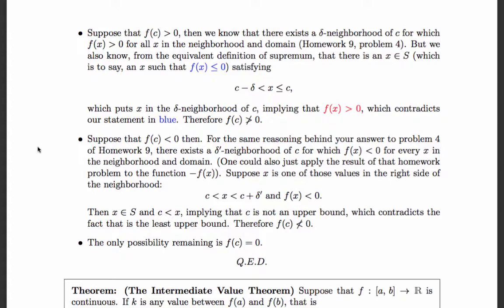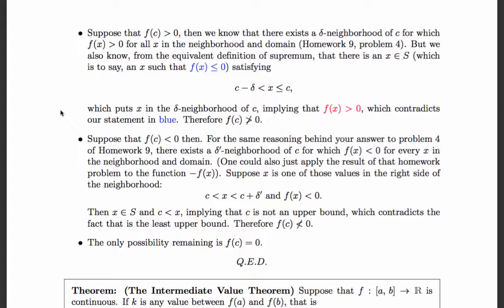Okay, if it's not positive, it's either negative or 0. Suppose it's negative. Well, for the same reasoning behind your answer to problem 4 of homework 9, there exists another delta neighborhood, we'll call it a delta prime neighborhood of c, for which f(x) is negative for every x in the neighborhood and domain.